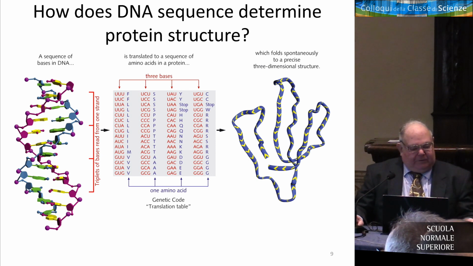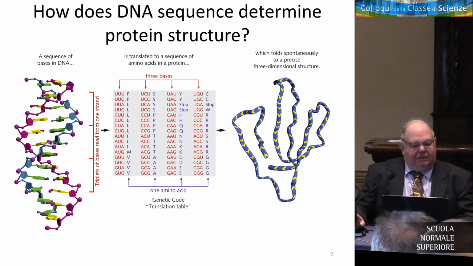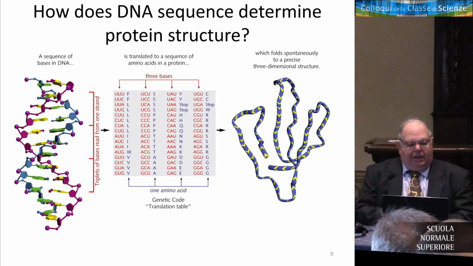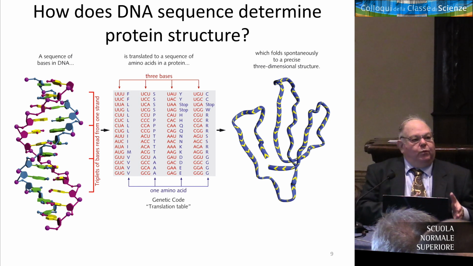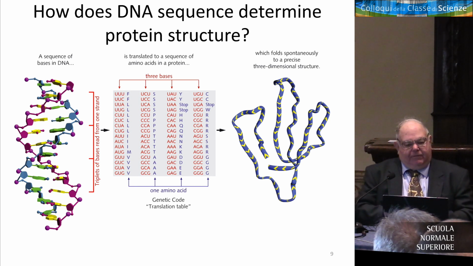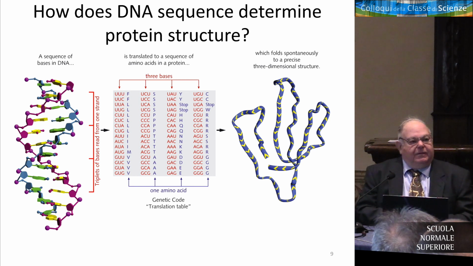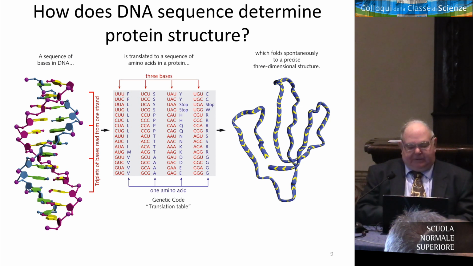Now, what's happening, if we look a little more closely, the DNA sequence contains in the set of bases the code for the amino acid sequence. So it's read three bases at a time, and there's a simple translation table that tells you what amino acid corresponds to each set of three bases. And that is synthesized by the ribosome into an amino acid sequence, which folds spontaneously.